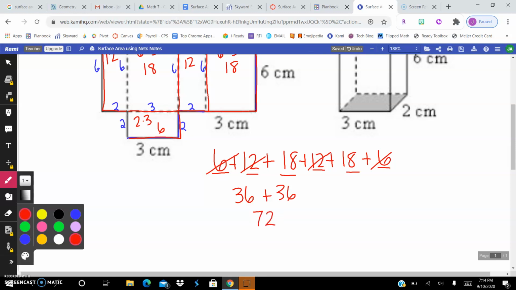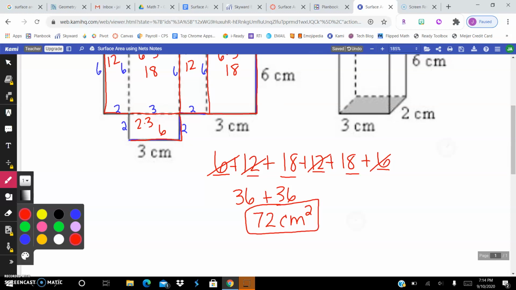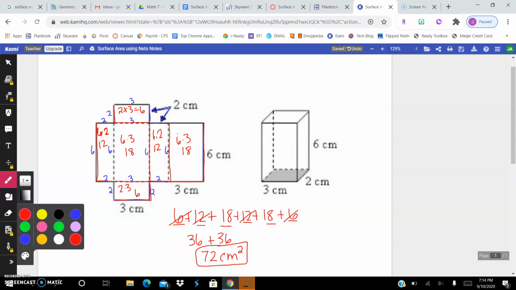So just like area, we have to label it centimeters. And area is always squared. So area or surface area is two-dimensional. So we have to give it the exponent of 2. So the surface area of this rectangular prism is 72 square centimeters.